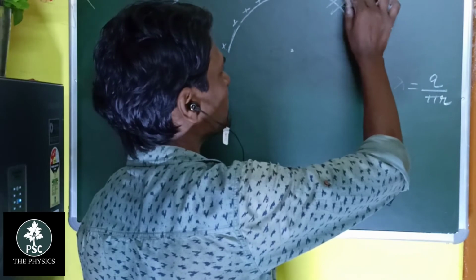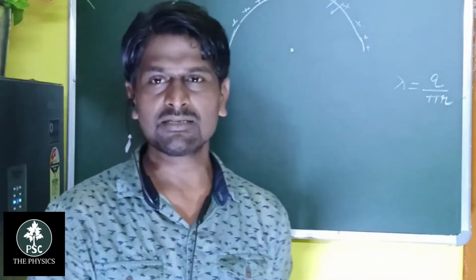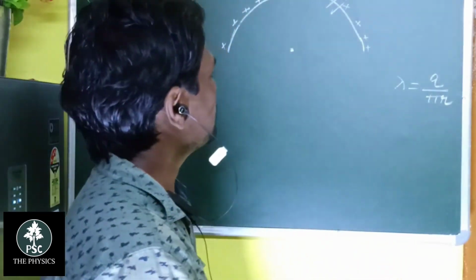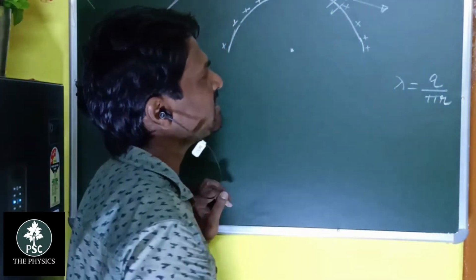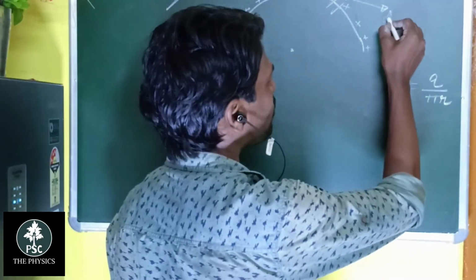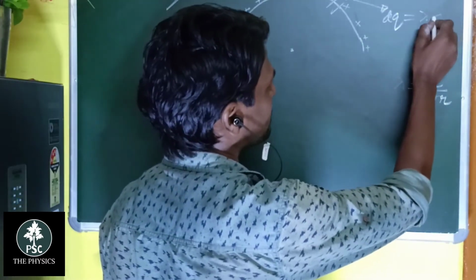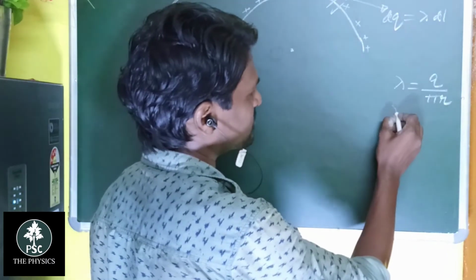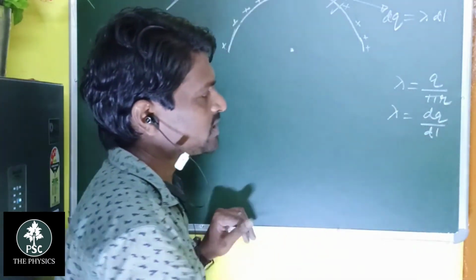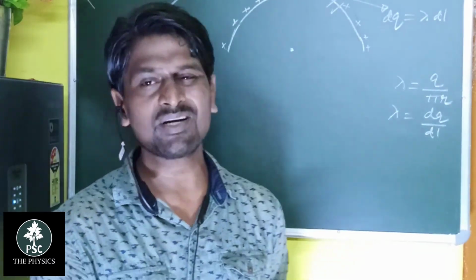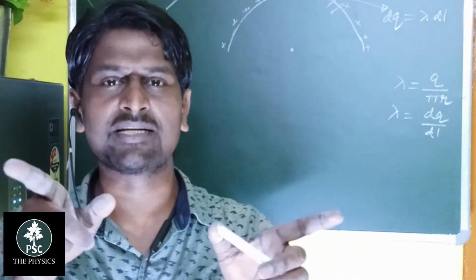First of all, student, take a small portion and think this is dl. What is the amount of charge contained within this dl? Obviously it is a small one, so this is dq, and dq is lambda into dl. Why is this lambda into dl? Because lambda equals charge density dq by dl, so dq equals lambda into dl. The charge is distributed uniformly over the ring.